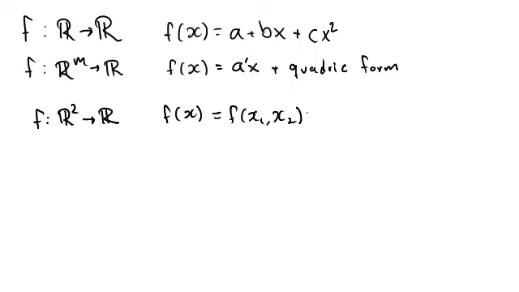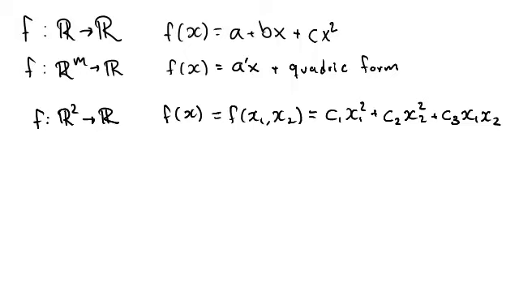So the quadratic part, not surprisingly, has some constant times x1 squared plus another constant times x2 squared. But it also has a third term, the cross product of x1 and x2. So we need to add also c3 times x1 times x2. This is the quadratic part of a function of two variables, and it's also called a quadratic form.